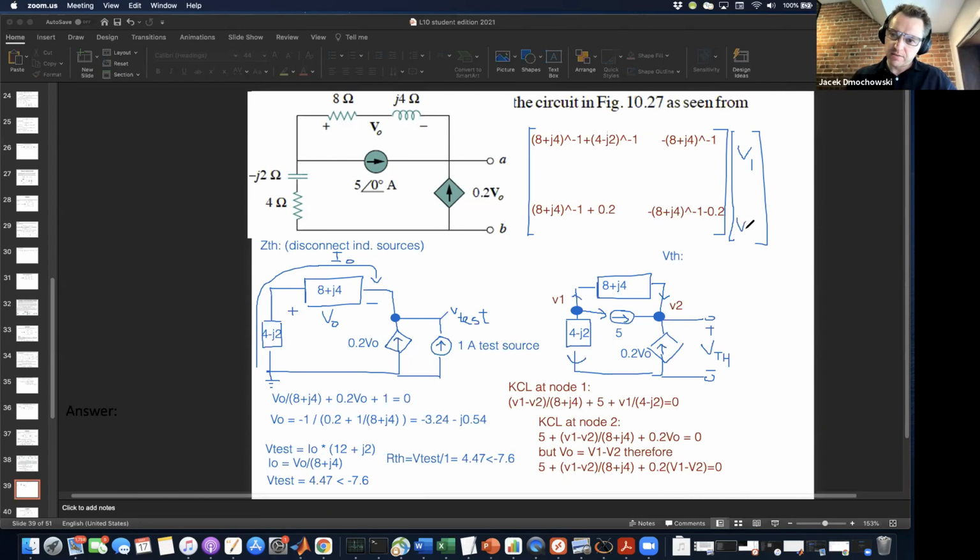V1, V2, and this becomes negative 5. Both the coefficients here are negative 5. Okay. And then when you solve this matrix, and again on the exam, we do not ask you to actually solve the matrix. We just ask you to arrive at the matrix equation. It becomes 7.35 angle 72.9 degrees.